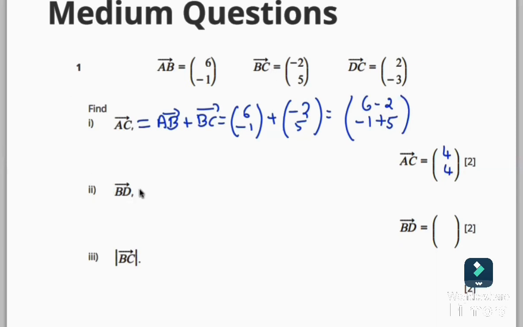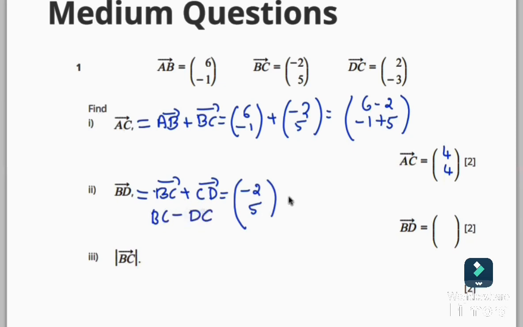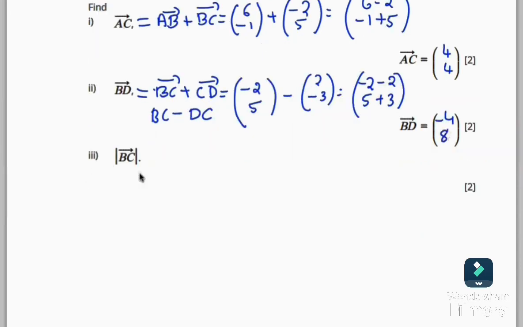Now BD. So you can go from B to C and C to D. And if you observe, CD is not available, we have DC. So we need to change the direction, right? So BC will be (-2, 5). And we are writing CD as minus DC, so it becomes minus of (2, -3). Just simply subtract the components: (-2, 5) plus (-2, 3), which will become (-4, 8). It's that simple.